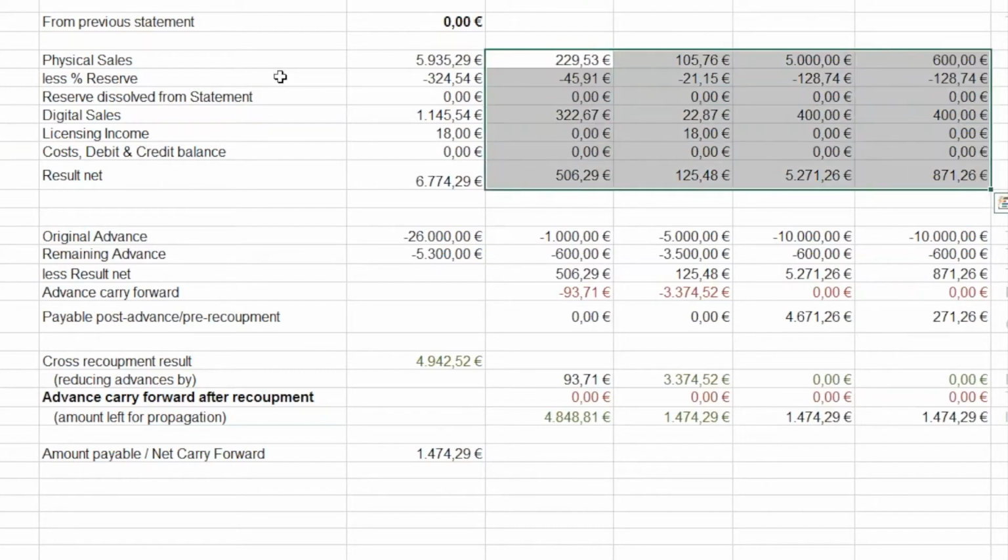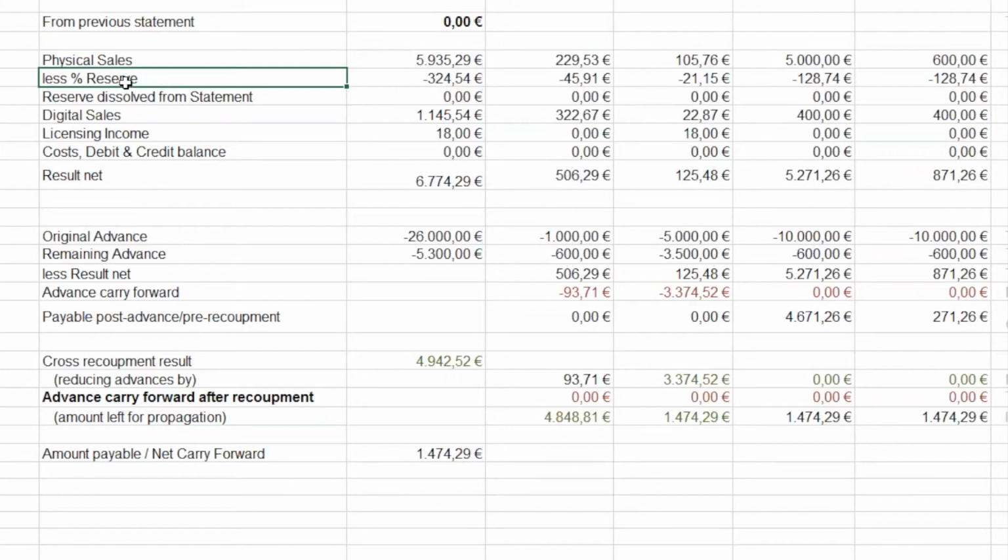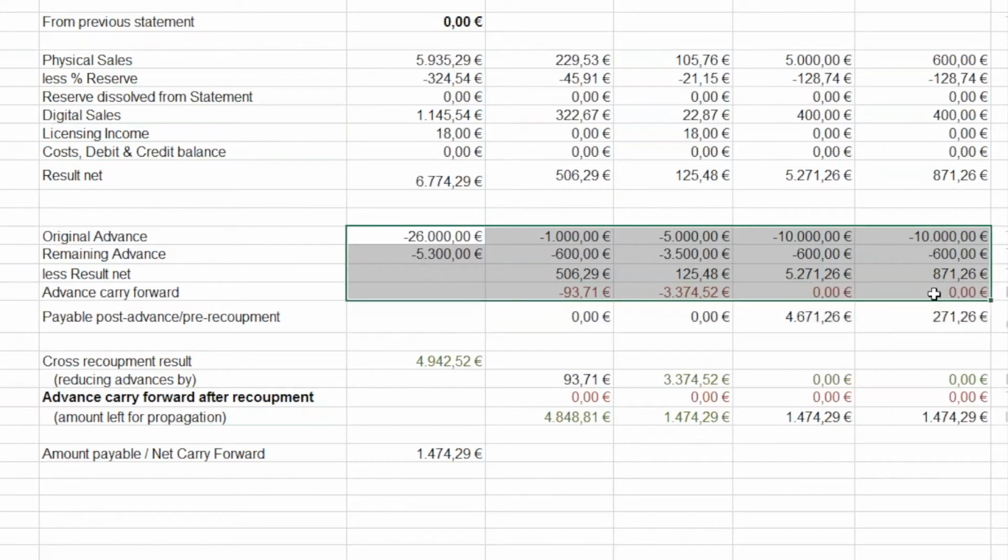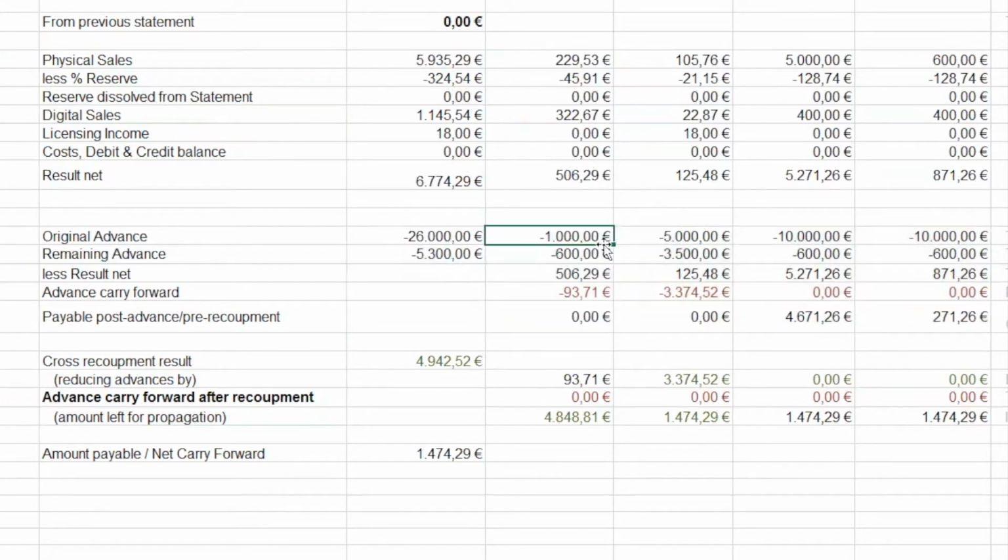The first part is pretty much the same as we always had with physical sales, some reserves for potential returns, dissolved reserves, digital sales, licensing income, costs, and a net result coming from that. So that's calculated as always on a per contract basis, as well as these values which then in the next step pertain to advances, potential advances.